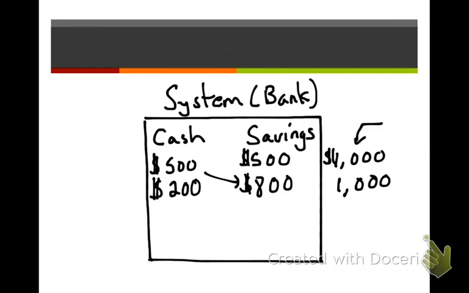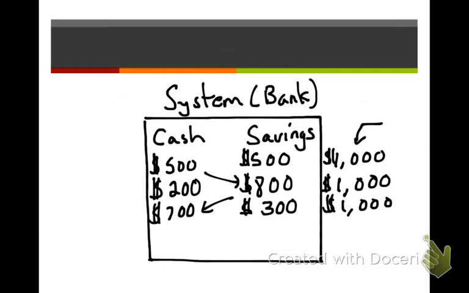It's still $1,000 in my account. And let's say I want to go on vacation, so I want to have some available cash. I'm going to have $700 in cash and $300 in savings, and still have that total amount of money in my account being $1,000. It's just changed forms from savings to cash.